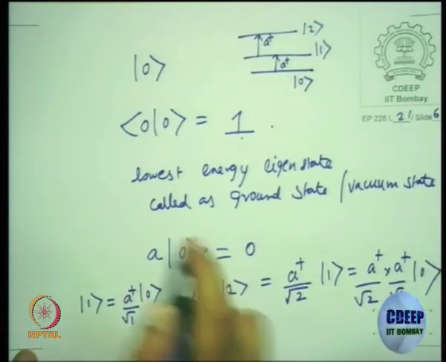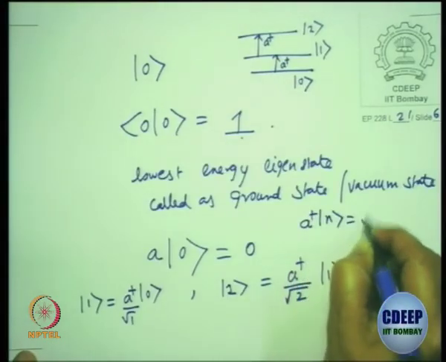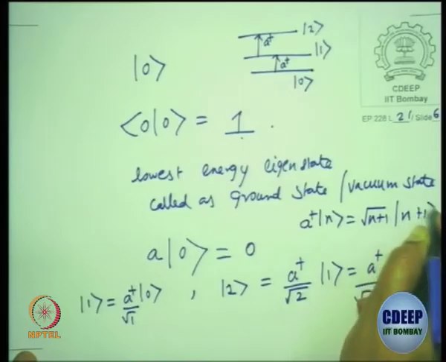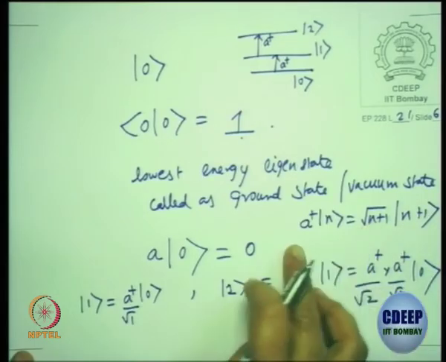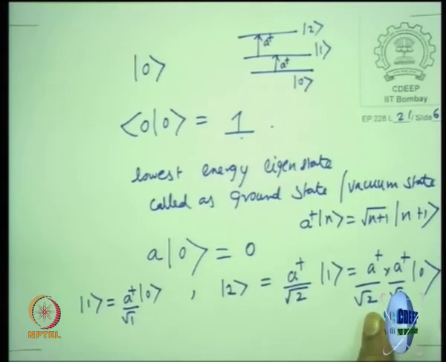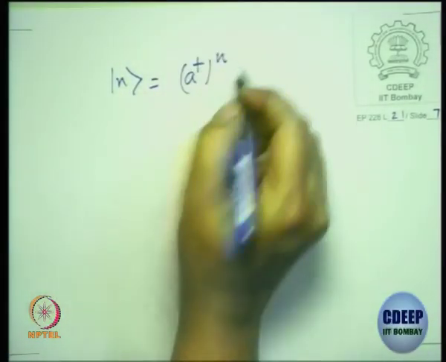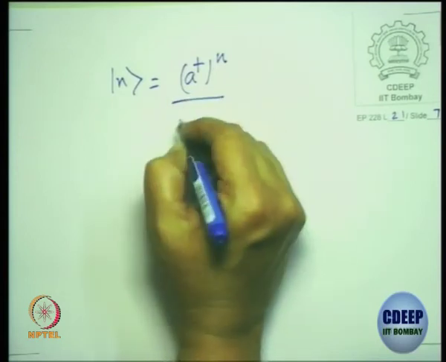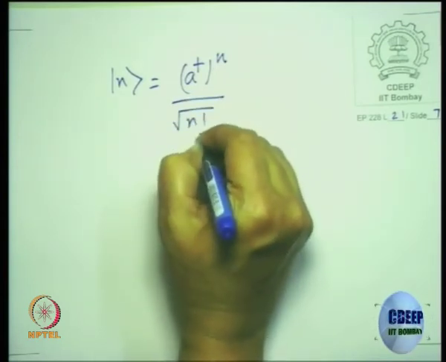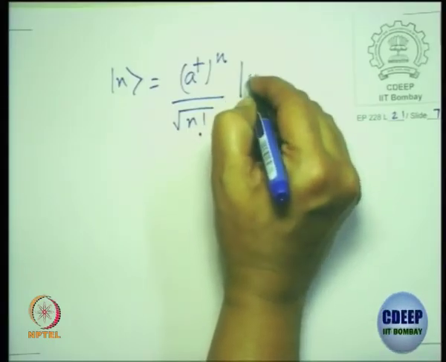I've used this fact that whenever you do a dagger on n, it is square root n plus 1 times n plus 1. So I'm just bringing that factor below and writing things. So what does this tell us? You can write any ket n as a dagger to the power of n divided by root n factorial on 0.